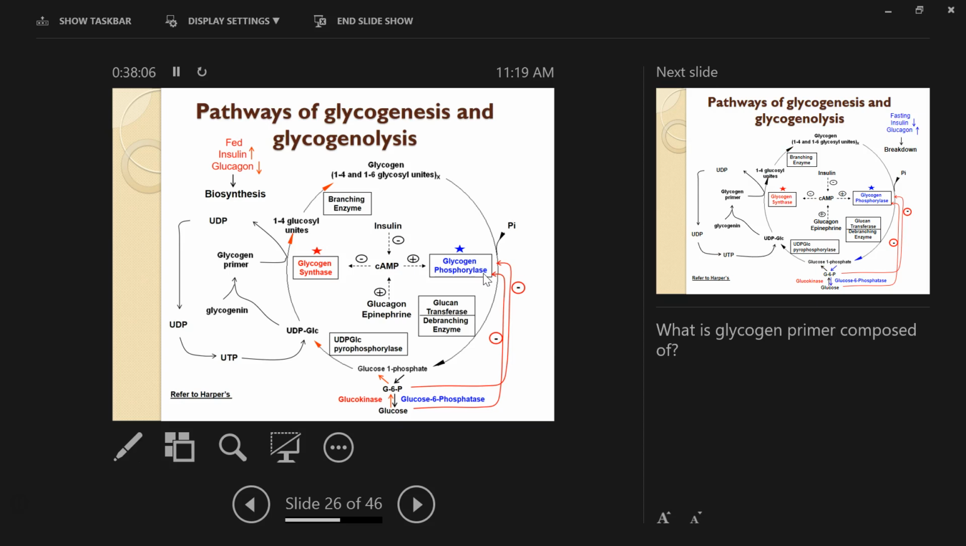This connects the synthesis and breakdown pathways to hormone levels and to the physiologic conditions. Under the fed condition, we have higher insulin and lower glucagon. So the insulin to glucagon ratio is increased, and this will promote the pathway from bottom to the top, promoting the glycogen synthesis pathway. So insulin stimulates glycogen synthesis.